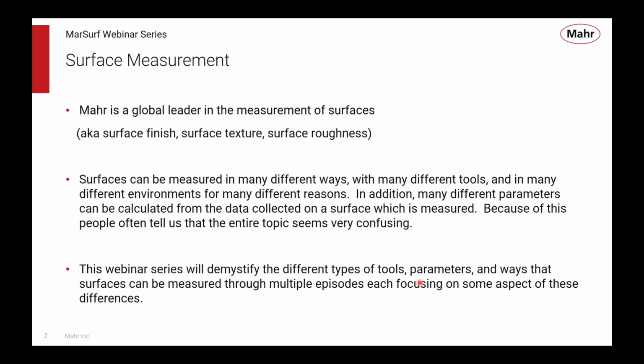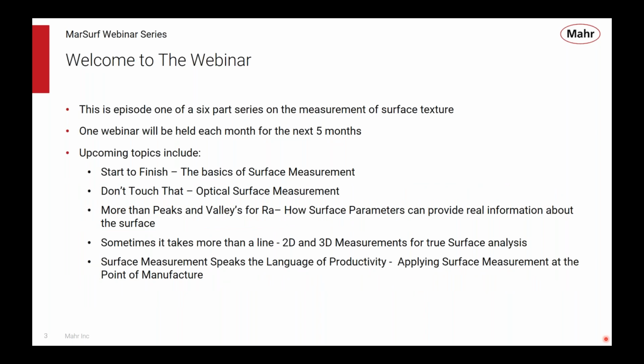So to address that, we decided to do not one webinar, but a series of webinars to talk about different aspects of this: some of the different tools you can use to measure surface roughness, some of the different parameters you could calculate from the measurements, and how to automate it in a production environment versus getting the best performance in an R&D environment. That's the purpose behind this. This is episode 1 of a 6-part series. There will be 5 more, coming at a rate of 1 a month over the next 5 months.